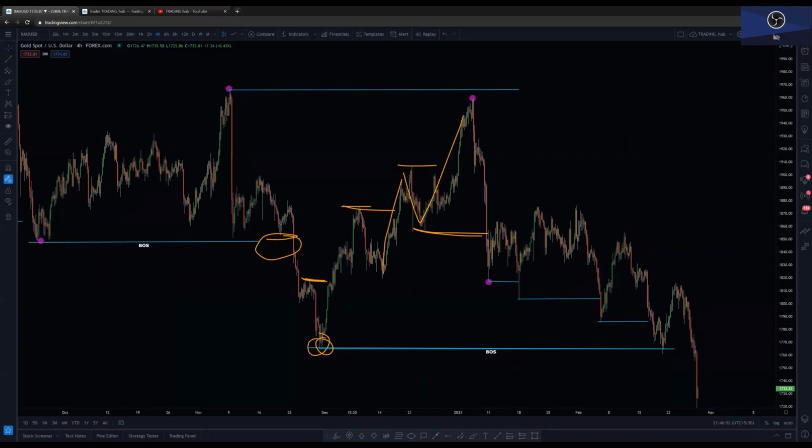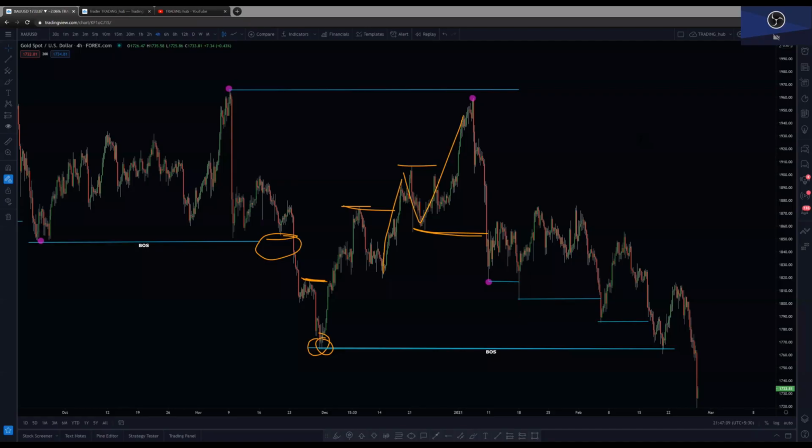So break of structure is clear. Now move on to the order block. How to identify the order block?